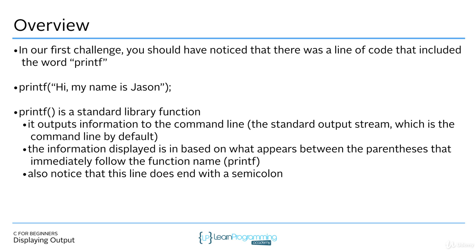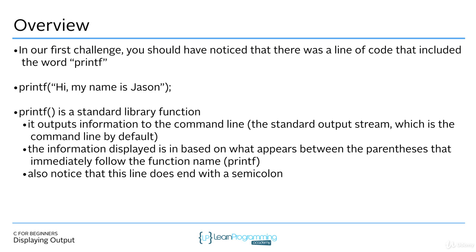Printf specifically is going to output information to the command line. The command line is also referred to as the console or the terminal. By default, it's actually displaying the information to the standard output stream, which is the command line by default. That's why you see it there. When we run our programs, we saw that little black box, the DOS command prompt, the command line. That's where we saw our output, because that's where printf is directing it, saying display this output on the console.